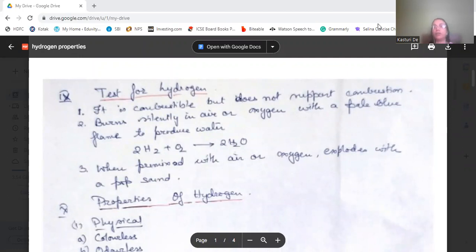Today, I will discuss the test for hydrogen, properties of hydrogen, and oxidation and reduction reactions.